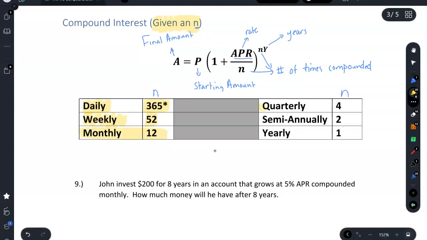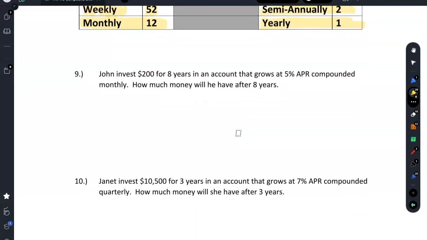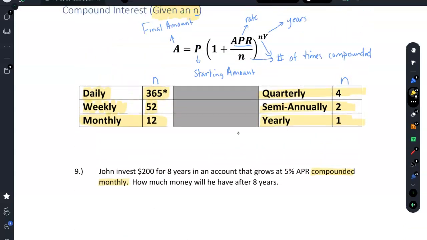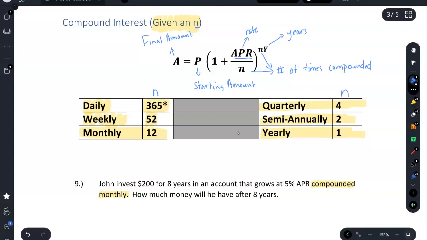And then if we jump over here, quarterly means your n is 4. Semi-annually means your n is 2. Yearly, your n is 1. There may be some other ones that you may use in your Math 143 class or your other class. But for this assignment, that's all that I'm going to use. All right, so let's look at this. John invests $200 for 8 years in an account that grows at 5% APR compounded monthly. So as soon as I see the word compounded, I look right behind it and I see monthly. Then once again, I know that I'm using this equation up here.